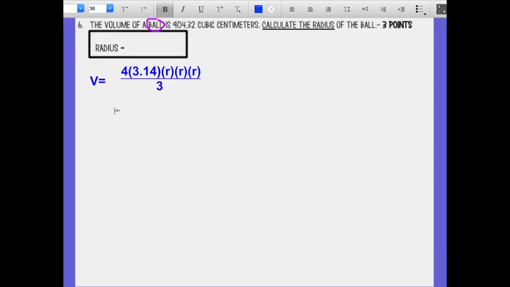All right, so what numbers do we actually have here? We actually have the volume to start. We have 904 and 32 hundredths. All right, so let's go ahead and check out what else we have. The 4 is 4, so we have this 4 here. We have pi, but we don't have radius right now. All right, and we do have this 3.